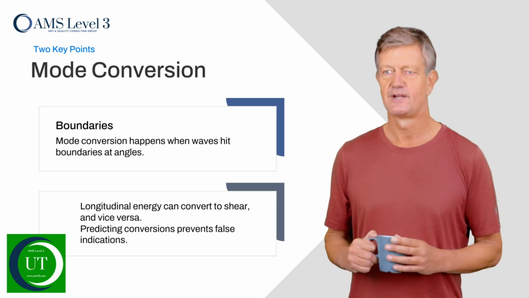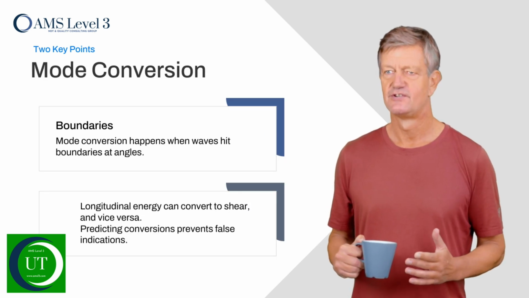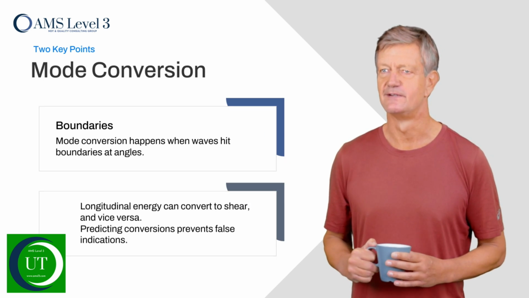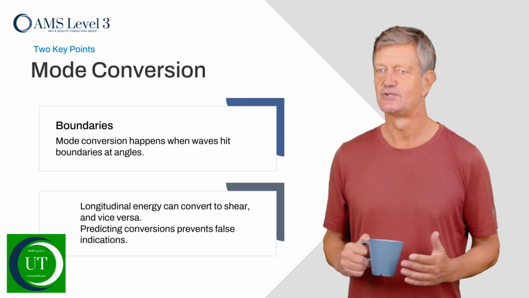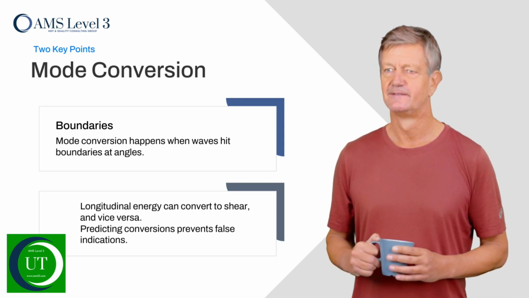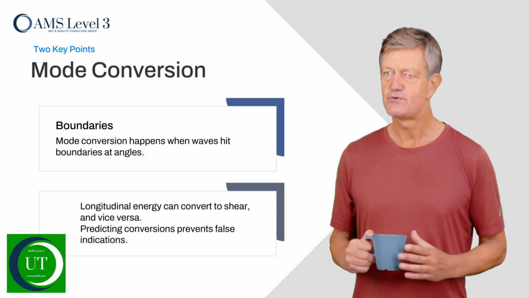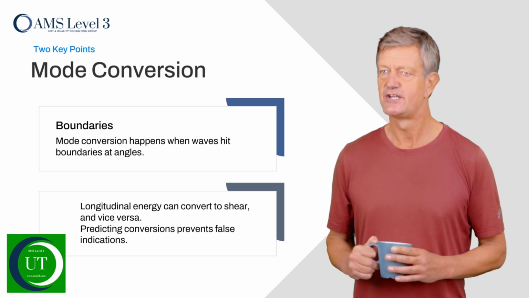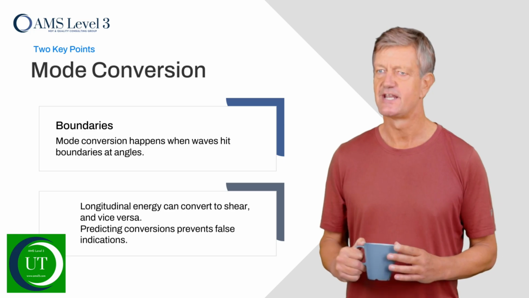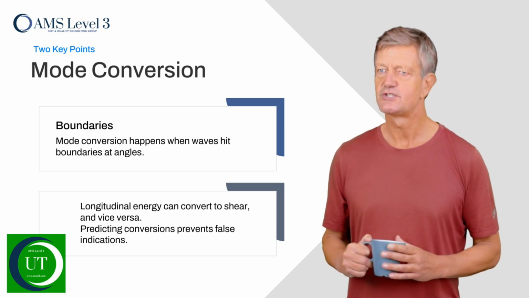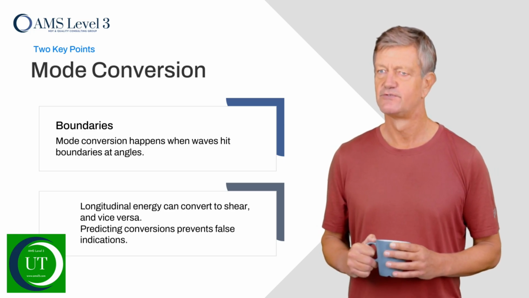When sound hits a boundary, it doesn't just bounce, it transforms. That's mode conversion, one type of wave turning into another to satisfy boundary conditions. For example, a longitudinal wave hitting a surface at an angle produces both a reflected longitudinal and a reflected shear wave. Understanding that conversion explains why multiple signals appear on your display from a single event.